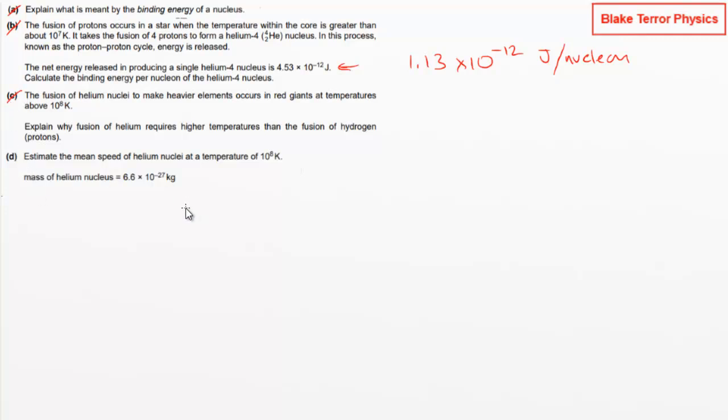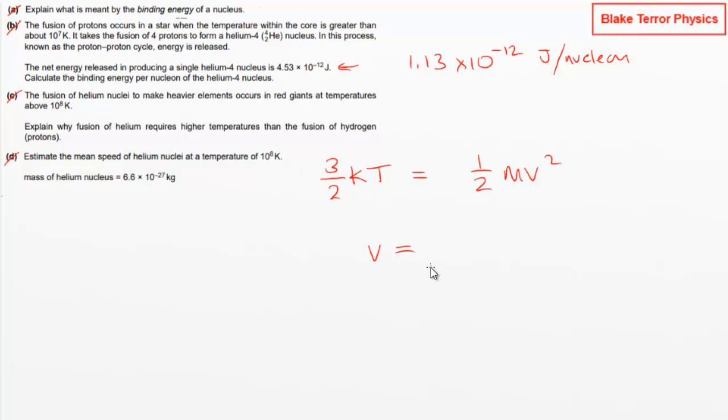D, estimate the mean speed of helium nuclei at a temperature of 10^8 Kelvin. Right, this is something that I haven't covered in all my videos yet, but if you've done some work on ideal gases, then you will know that the average energy of a molecule, or a particle, I should say, in a gas is 3/2 kT, where k is the Boltzmann constant. So that will be equal to half mv squared, because we're saying, well, all of that energy is in the form of kinetic energy. So we just need to rearrange this and then solve.